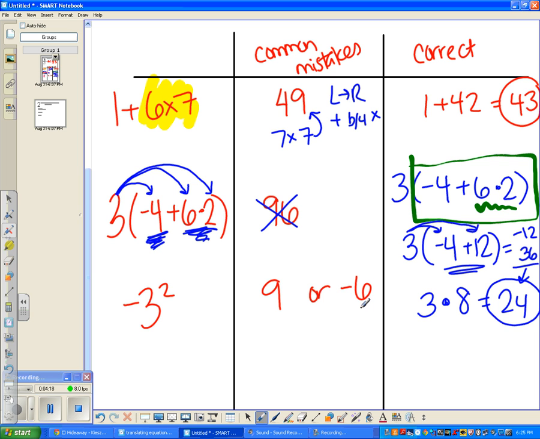Negative 6, that person just doesn't understand the exponents correctly.